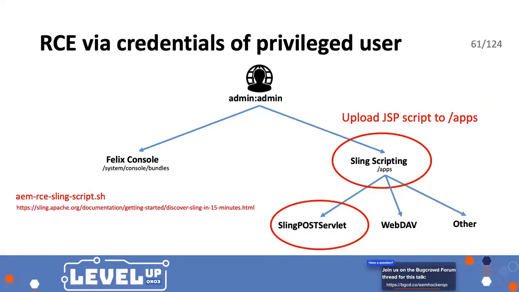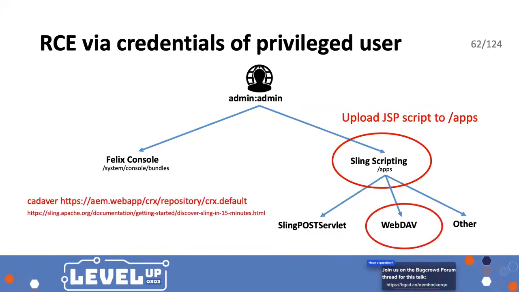The other possibility is to use Sling scripting when Felix console is not accessible. You should create a child node of the apps node and upload a JSP script to it. There are several options to do it. You can use the Sling POST servlet for that case, and my script aem_rce_sling_script.sh from the AEM Hacker toolset automates this process. If WebDAV is enabled in AEM, you can do that using WebDAV.